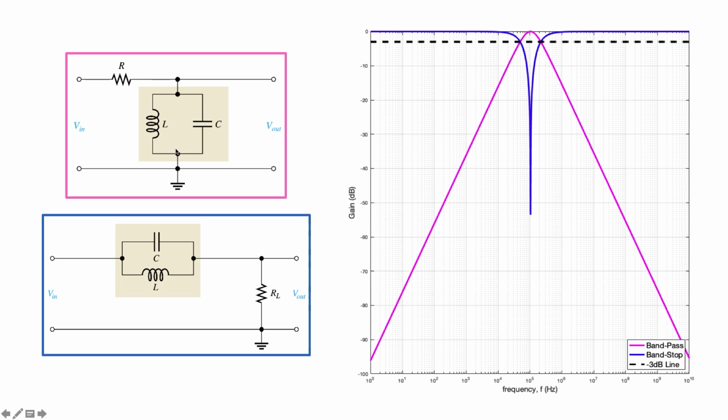The circuit is enclosed inside the magenta rectangle, and the result of the simulation is represented by the magenta solid line. When the output voltage is taken across the resistor, the circuit acts as a bandstop filter. The circuit is enclosed inside the blue rectangle, and the result of the simulation is represented by a blue solid line. In this case, the bandwidth is about 2 kilohertz. It's very useful to some applications.